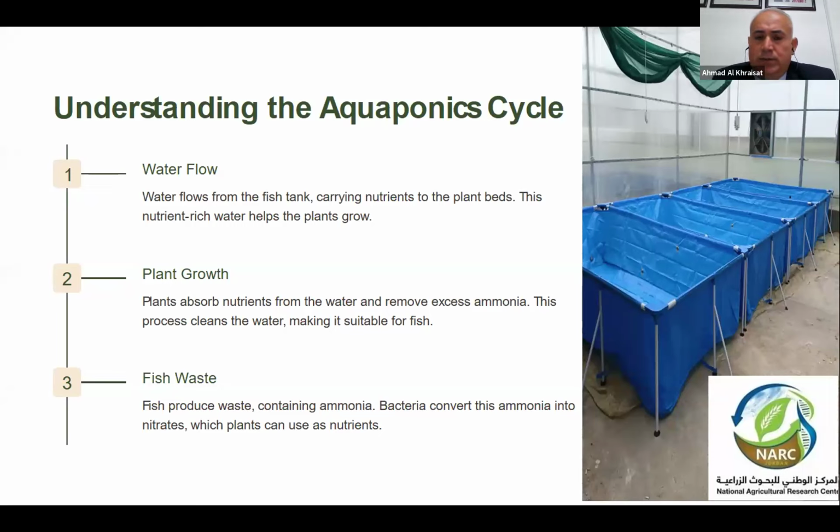The other thing we should look at is plant growth. This is the result of taking the nutrients from the water and removing the excess ammonia. Ammonia, as we know, is a very toxic nutrient. So in the system, if you control the ammonia, that means the fish live and the plants take the ammonia, which is converted by bacteria to other nutrients that are very safe for both together. This process cleans the water and makes it suitable for the fish.